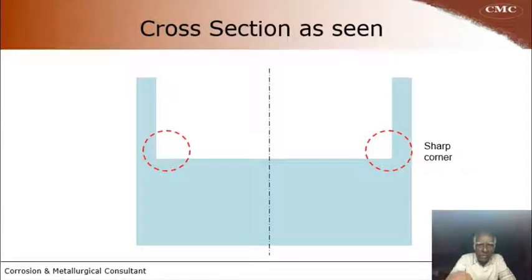Here you can see the cross section as seen in the autoclave which failed. The point to be noticed here, this wall is very sharp. This corner is very sharp. And this is where corrosion has started and progressed towards outside. So this sharp corner is not acceptable.